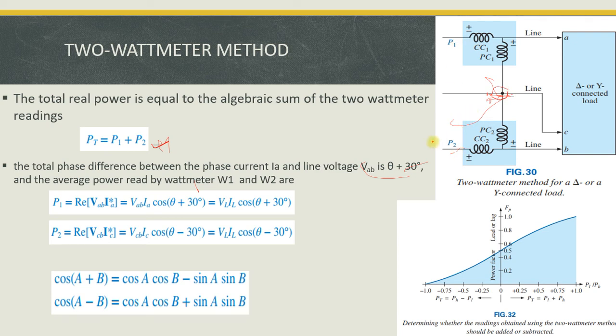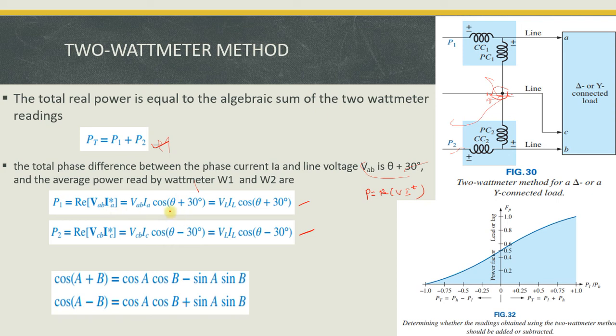Therefore the total phase difference between the phase current Ia and the line voltage VAB is theta plus 30 degrees. So the average power read by the wattmeters W1 and W2 is given by equations like this. We know that the real power is equal to the real part of V into I conjugate. That is given here.